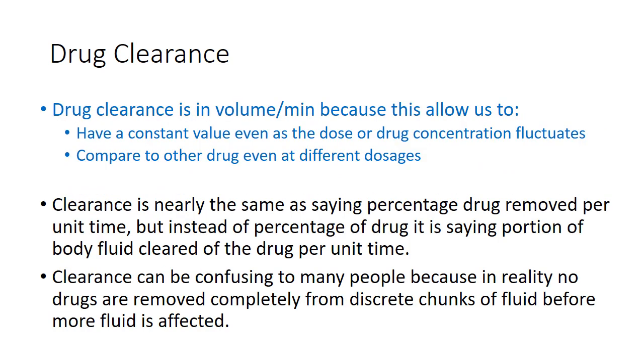And actually, this slide is exactly what I just talked about. Drug clearance is in volume per minute because, like I said, it allows us to have a constant value even as the dose or the drug concentration fluctuates. So it allows us to have a constant. I mentioned the first bullet already, but the third one, I want you to think about.